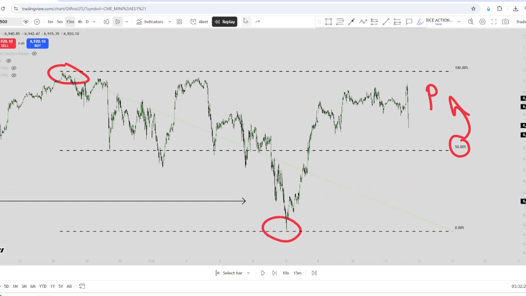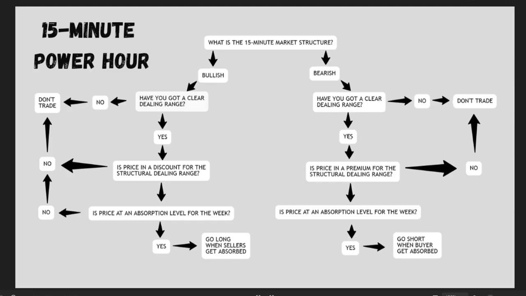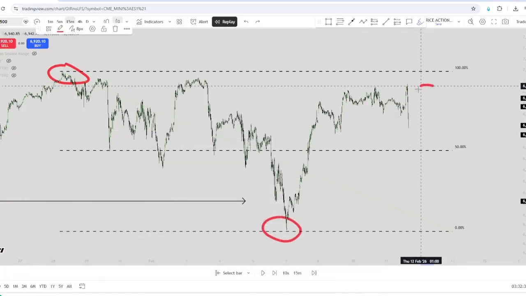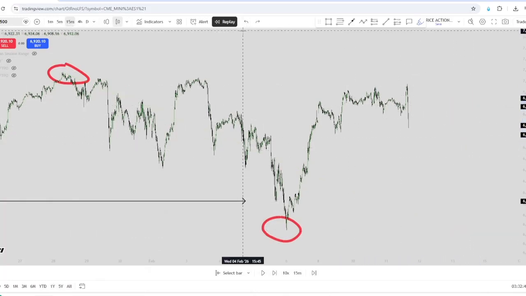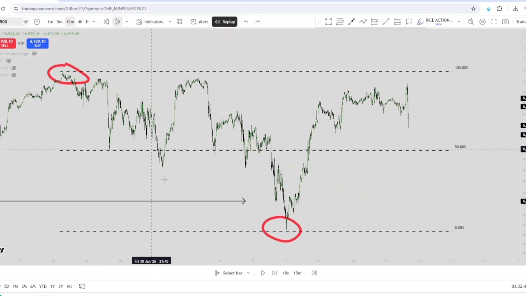When it comes to choosing our key levels, it's important to understand, as my flowchart says over here, is price in a premium for the structural dealing range? So the short was here. Yes, we were above the 50%. We were in a premium, because we were above that 50%.